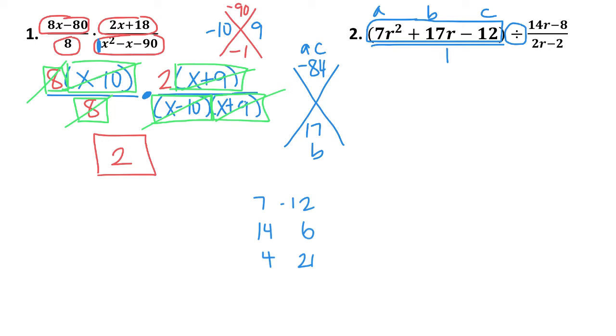4 times 21 is 84. Oh, and there's a way to combine those to get 17 if I do positive 21 times negative 4. So now those multiplied, 21 times negative 4 is negative 84, and 21 plus negative 4 is positive 17. Because it's a 7r squared, it's not just a 1r squared, then I need to do the area model. I'm just going to erase these numbers so that I have more room to write.